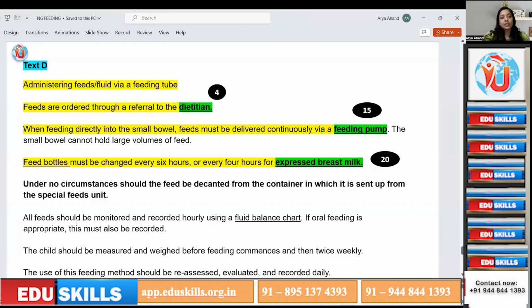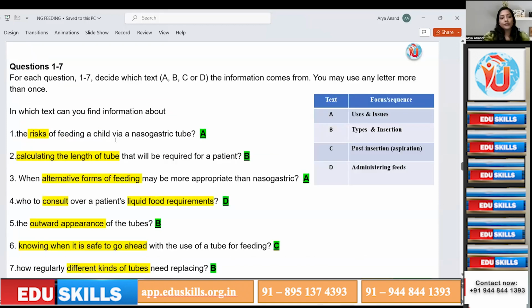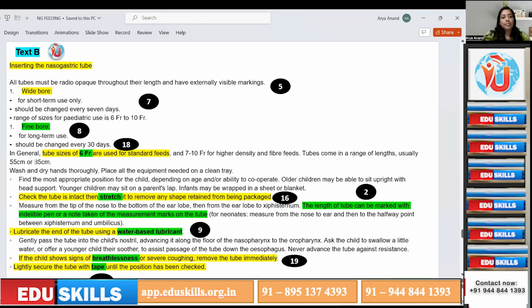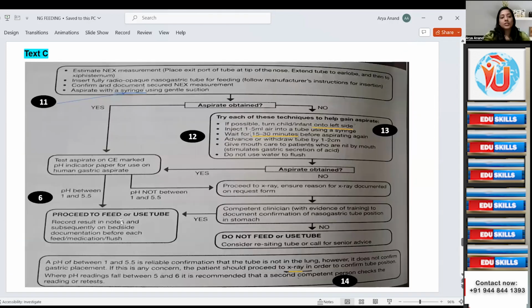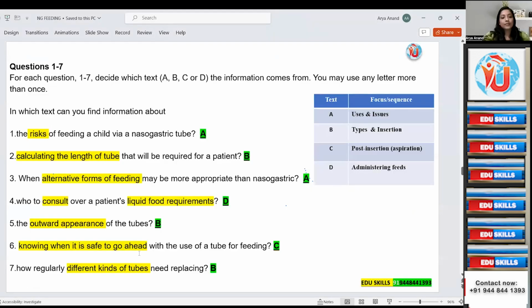Yes. Now, fifth question, the outward appearance of the tubes. Again, tubes appearance they have mentioned here, B. It's right? Yes, B, no doubt. Then, knowing when it is safe to go ahead with the use of a tube for feeding. C. We can see here, proceed to feed or use tube. Report the result. So knowing when it is safe, we have seen, right? Any doubt in that? Okay.